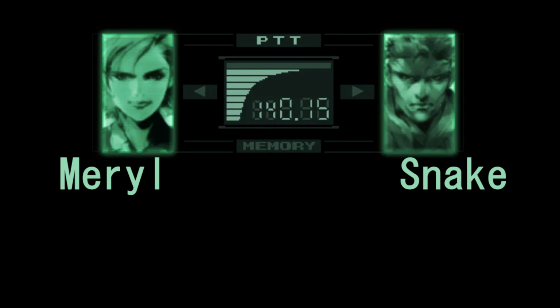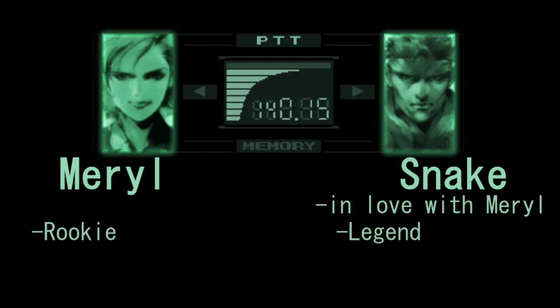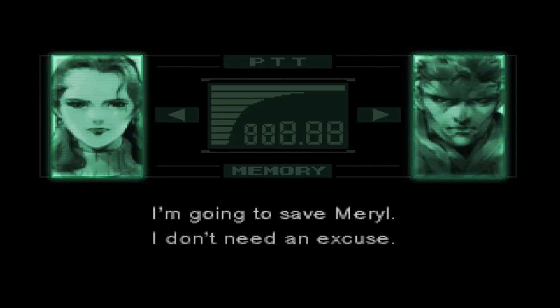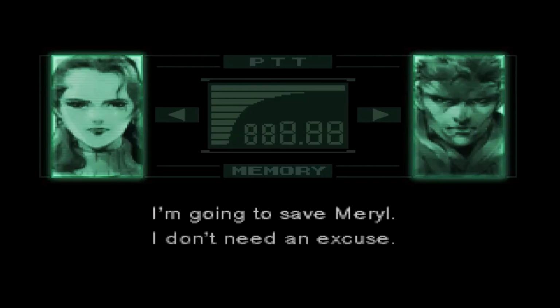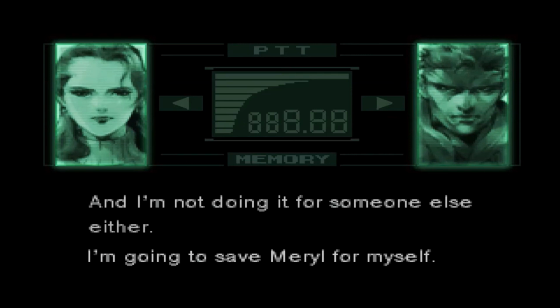But what I really want to talk about between these two is that Snake has developed an attraction, a little crush on Meryl. So, despite him saying things that contradict this, his actions say otherwise. He keeps putting up this front that it was only for the mission. He puts everything on the line to go save her. And he admits it himself. He's not doing it for the Colonel. Well, he probably is doing it partially for the Colonel. But he shouts that he's doing it for himself.